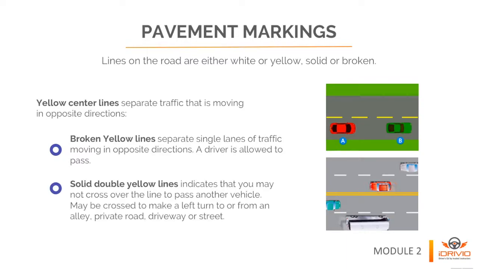Solid double yellow lines indicate that you may not cross over the line to pass another vehicle. They may be crossed to make a left turn to or from an alley, private road, driveway, or street. A moving violation may be issued should a driver be caught doing this.